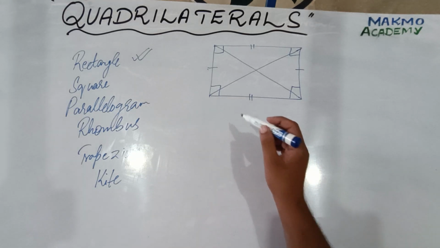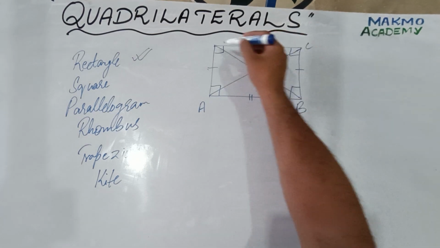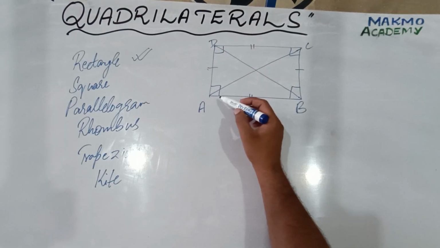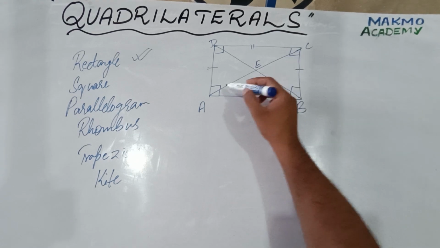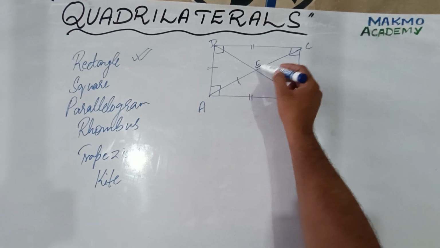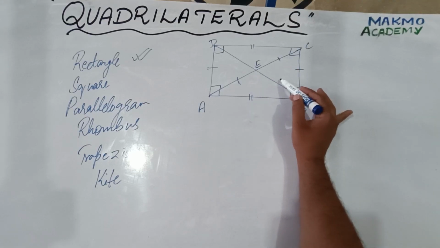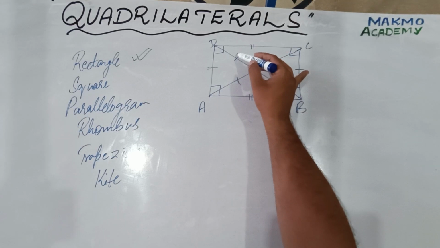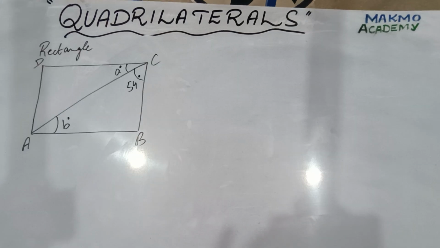Diagonals bisect each other. That means, let's name the vertices A, B, C, D. The length of AE is equal to EC, and the length of BE is equal to ED. So this is one of the properties of the diagonals. Let's solve a few questions related to these properties.